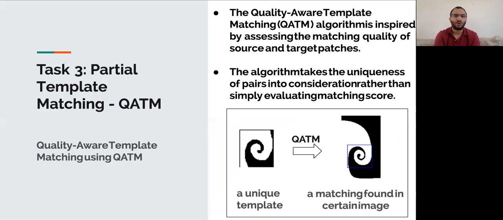We use quality-aware template matching, or QATM for short, for this task. QATM learns the similarity scores, reflecting the soft repeatedness of a pattern. Empirically speaking, matching a background patch in QATM will produce a much lower score than matching a foreground patch.